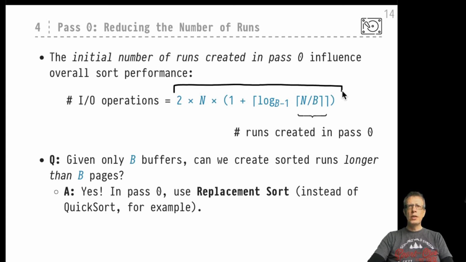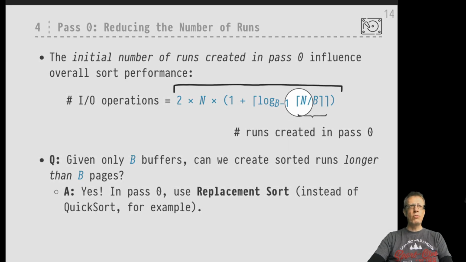All right. This is the number of passes. In each pass, we will read and write the entire input file, or runs that comprise parts of that input file. So we read and write the entire input file, so each pass will lead to 2 times N I/O operations. All right. What I'm talking about here is this highlighted piece of the formula. This is the number of runs created in pass 0.